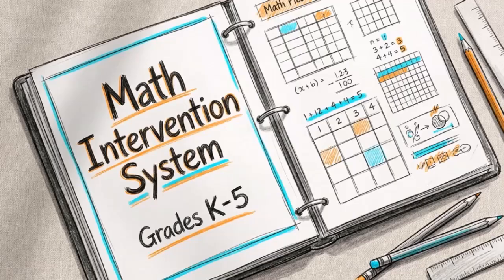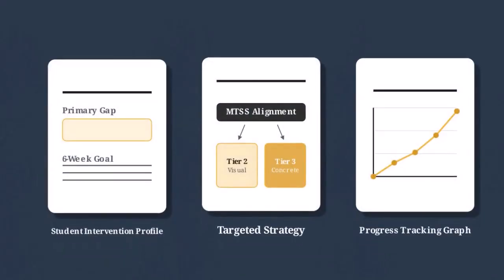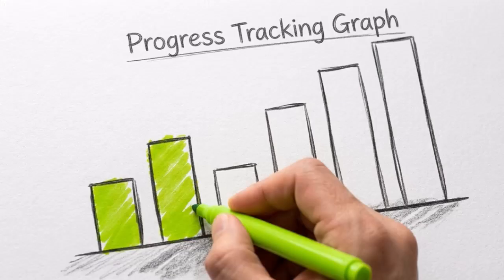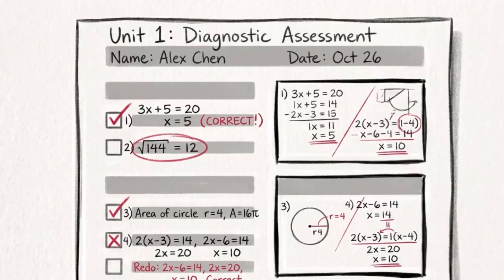At the end of the setup, you will have 3 concrete tools in hand: a completed student profile, a targeted teaching strategy, and a visual tracking graph to measure progress. Before we begin, grab your printed teacher toolkit, a completed Unit 1 diagnostic for your student, and basic concrete manipulatives like base 10 blocks or counters.